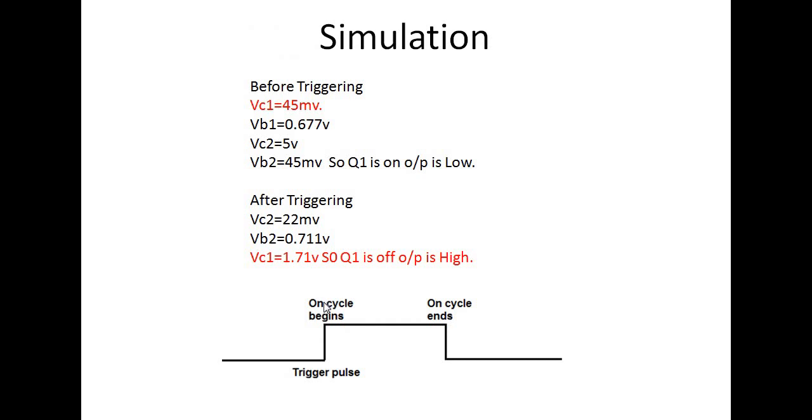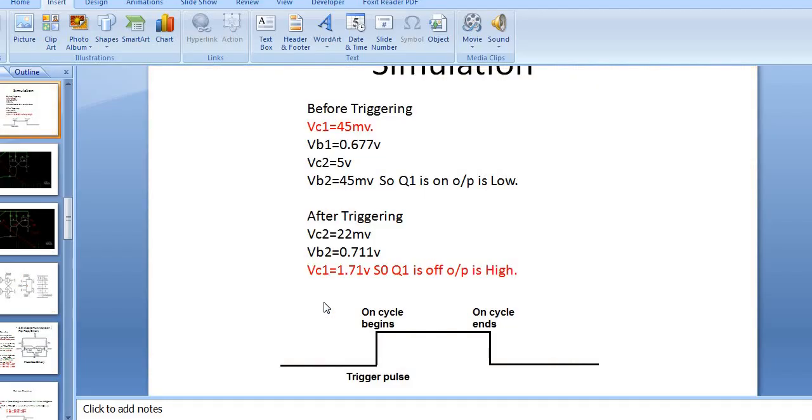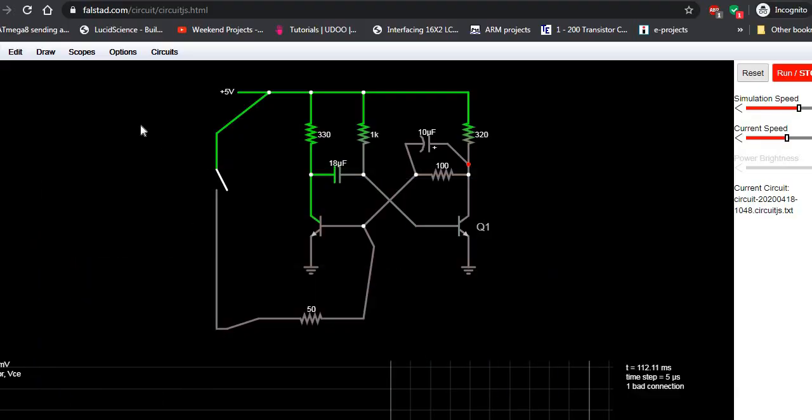Now moving on to the simulation part, right? We are going to simulate this circuit in real time. This is how we simulate using this website. This is the monostable multivibrator. Look at here. Here also we have two transistors in a feedback path.